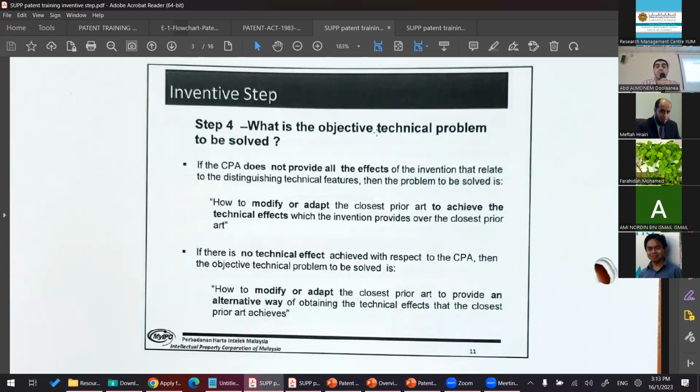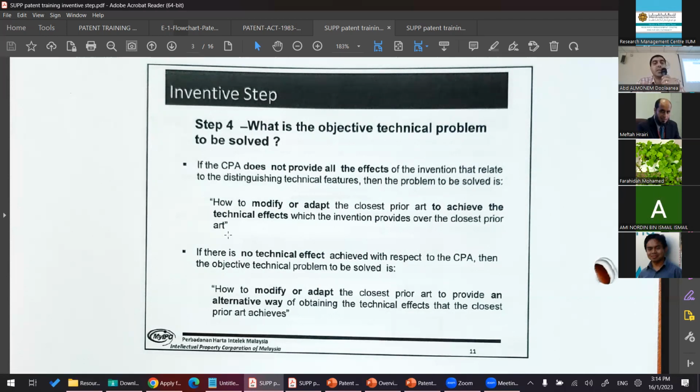Then, what is the objective technical problem to be solved? If the closest prior art doesn't provide all the effects of the invention that relate to the distinguishing technical feature, then the problem to be solved is how to modify the closest prior art to achieve the technical effect of your invention. Okay? So for example, your invention is to solve the extraction of alpha or beta mangosteen. Prof. Tahir, which one do you want? Alpha mangosteen or beta mangosteen? Beta.